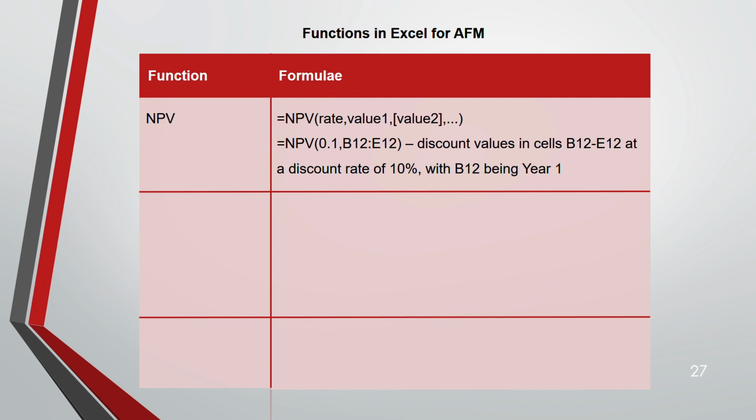So 10%, 0.1, B2 to E12, B2 being year 1, year 1, 2, 3, 4, whatever. If let's say the discount rate is now 20%, it will be 0.2, comma, the cells. Next is IRR. This is value and guess. Guess means IRR is trial and error, we don't know. So you can just put any discount rate there.